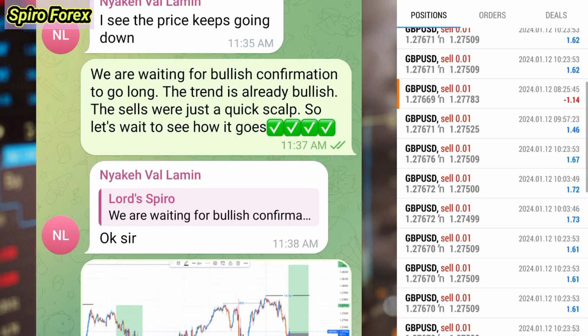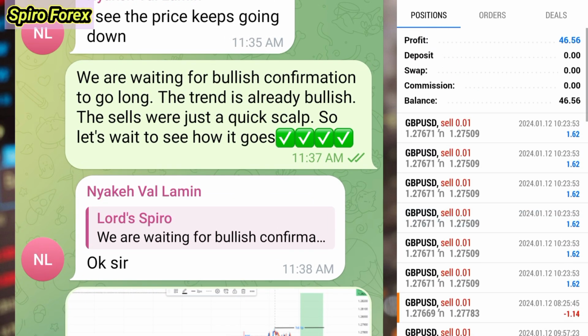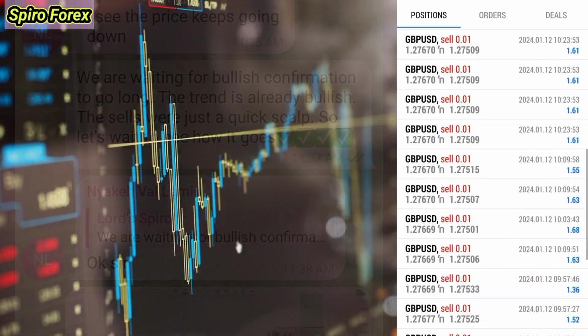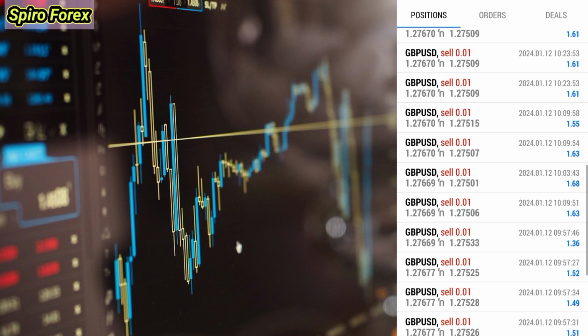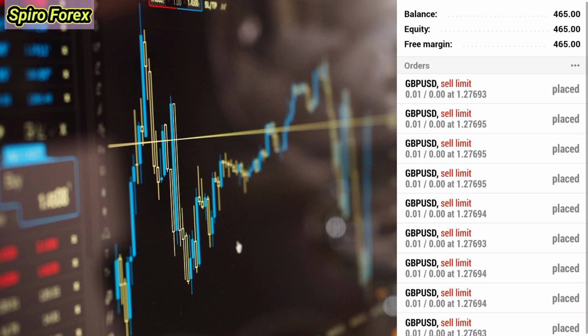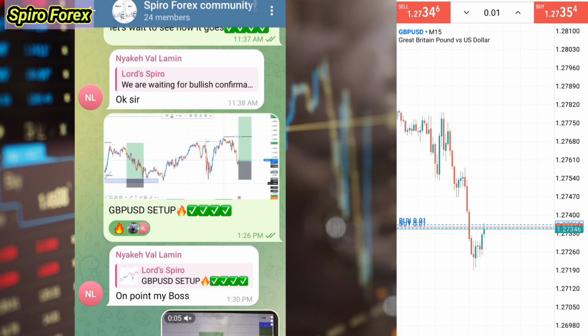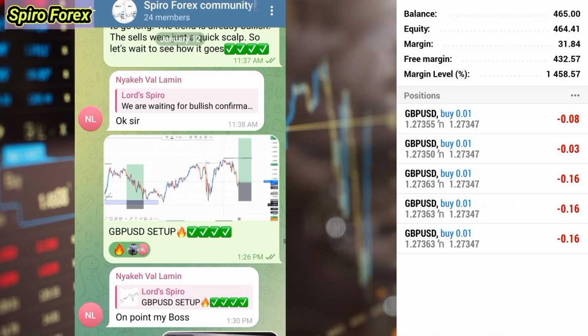A quick, or for the buys, we need to wait for the change of character that we buy. And as you can see, this was the loss I made, $1.14. That was the loss, but the rest I closed out in profit. So we are up 465. Now we waited and we had the opportunity for the buys, and that is where we are hooking on.